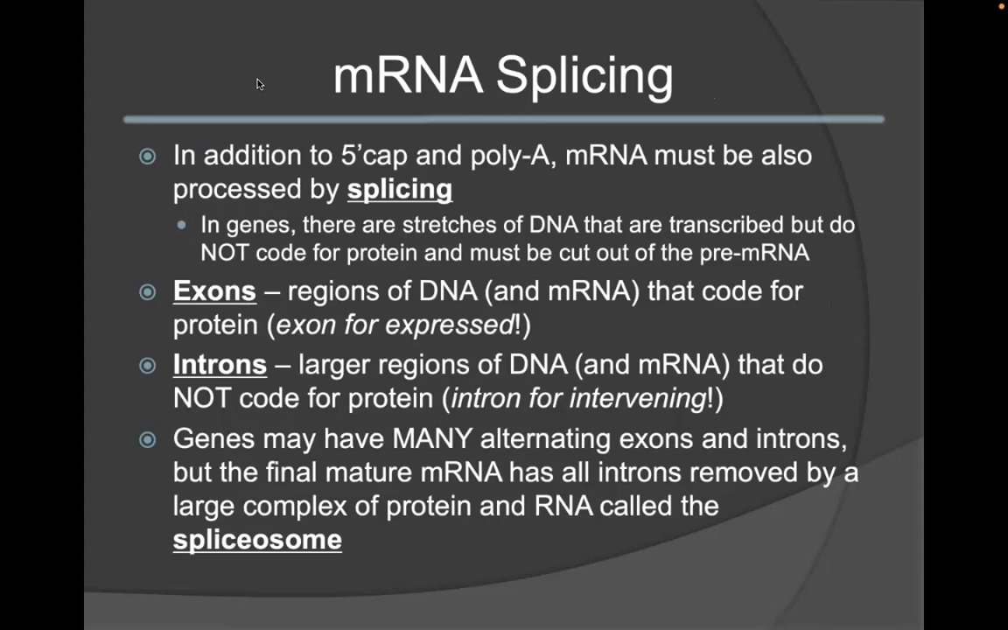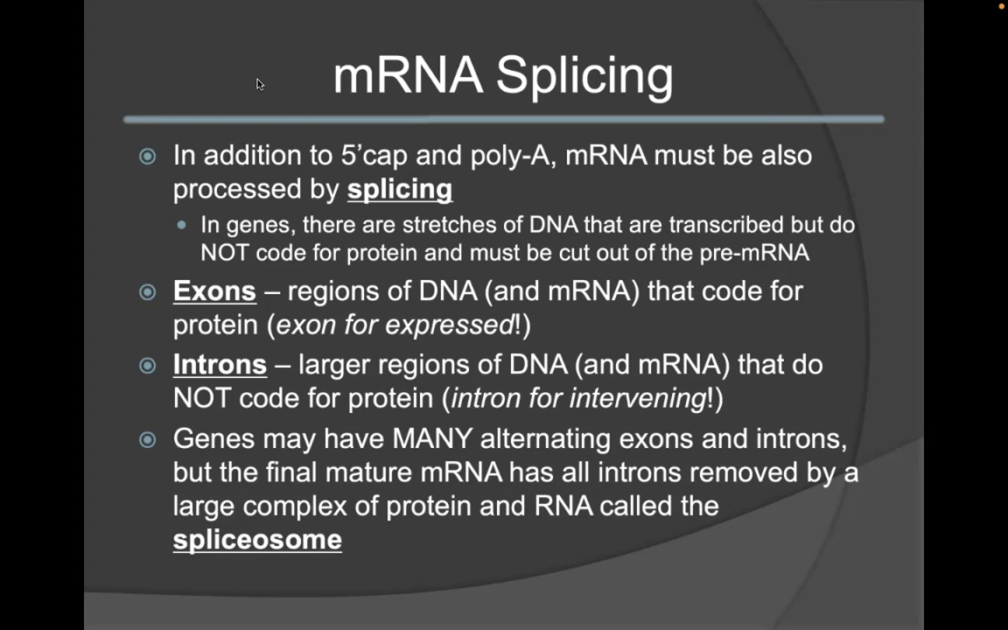Splicing refers to the fact that the RNA transcript that is originally produced from the DNA molecule needs to be processed. The introns, or intervening information, need to be removed, and the exons need to be kept. Exons refer to the specific regions of DNA and mRNA that code for the protein, whereas the introns refer to the larger portions of DNA and RNA that do not code for protein. Genes can have many different alternating exons and introns within their overall sequence, but the final mature mRNA that eventually will be translated has all the introns removed.